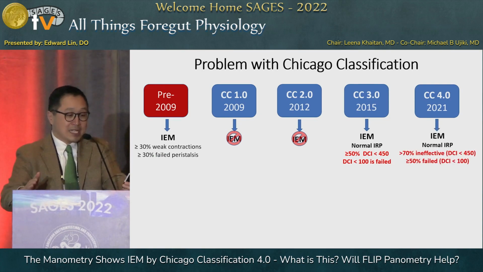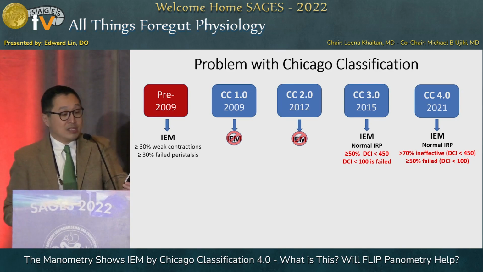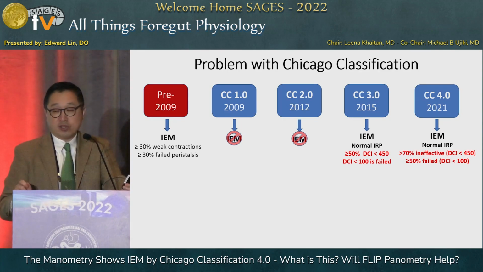Then 6 years later, which is last year, they came out with a more stringent definition of IEM, which is now more than 70% ineffective peristalsis, or more than 50% failed peristalsis.